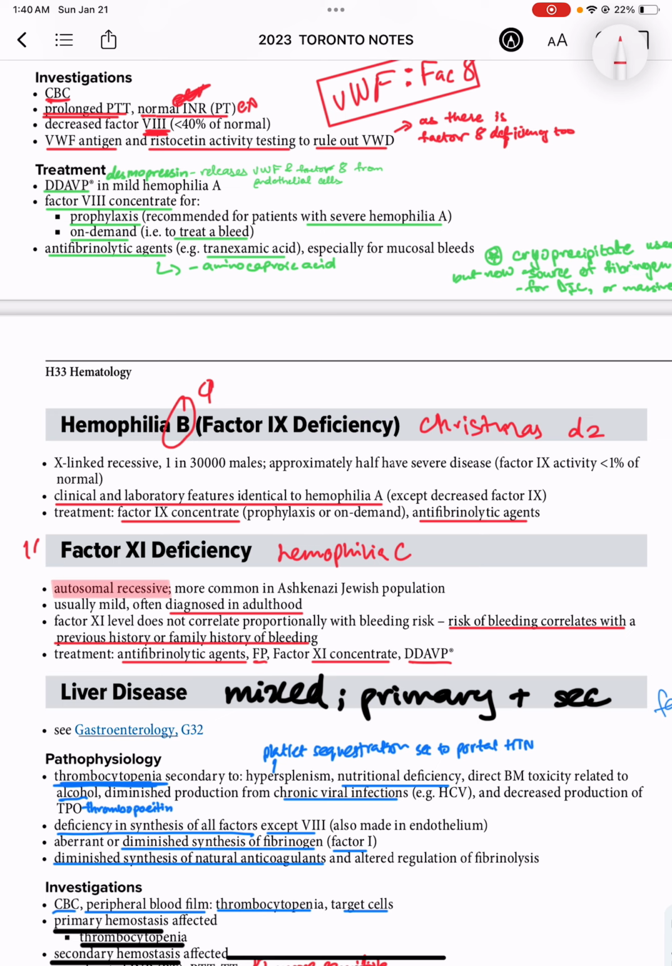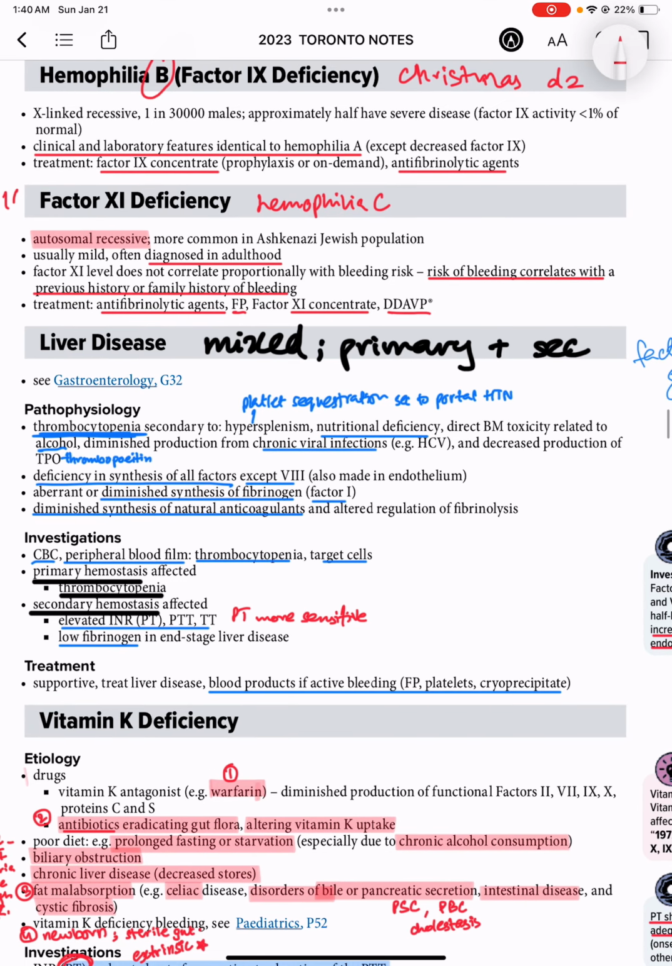Factor 11 deficiency is autosomal recessive, diagnosed in adulthood. There is a risk of bleeding, which correlates with the previous history or family history of bleeding. This is hemophilia C. The treatment would be antifibrinolytic agents, frozen plasma, factor 11 concentrate, or desmopressin.